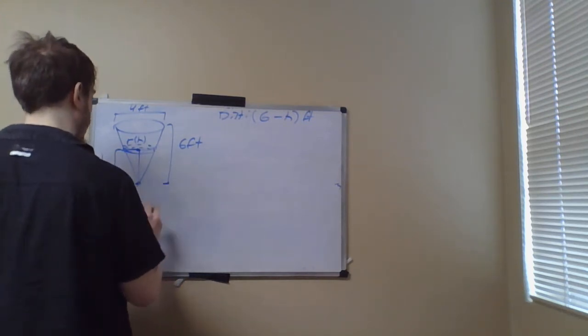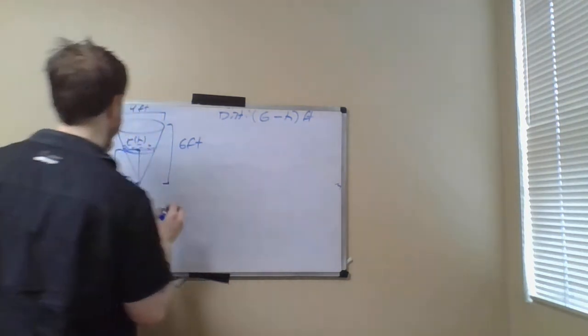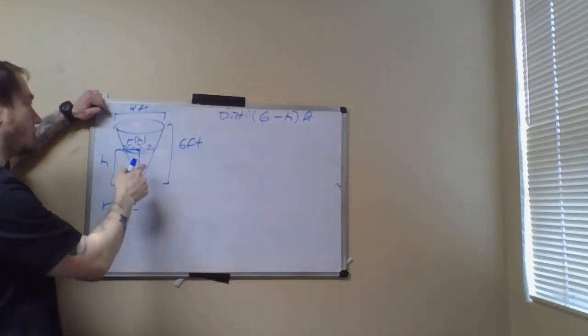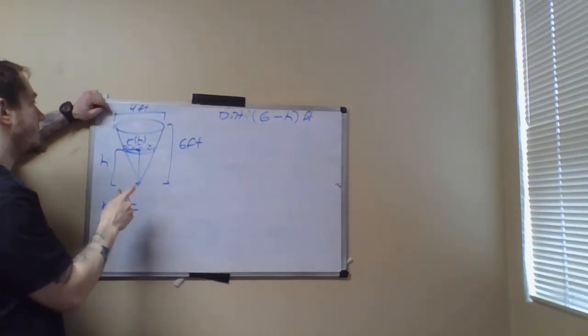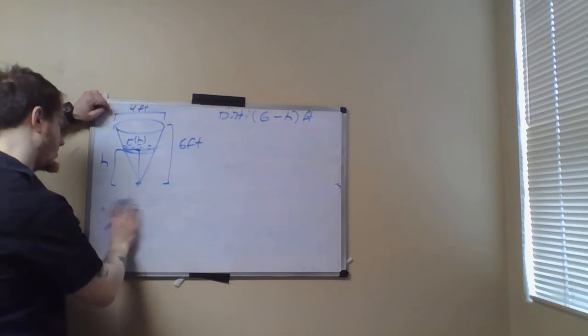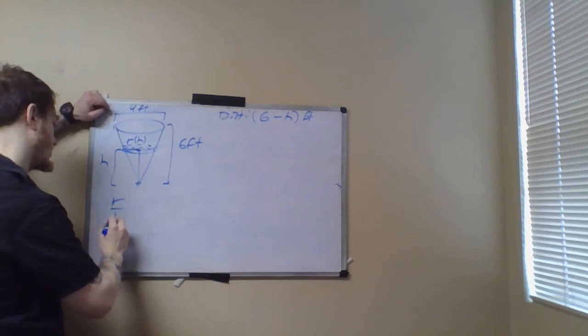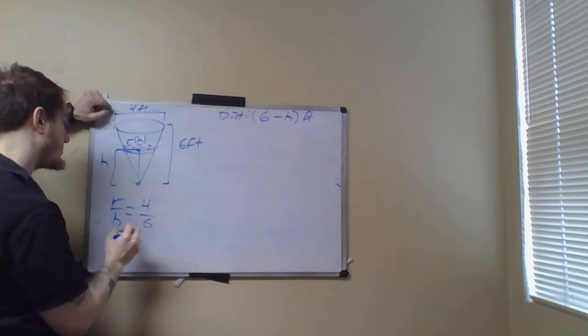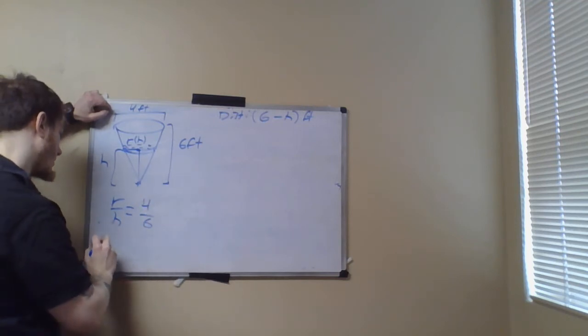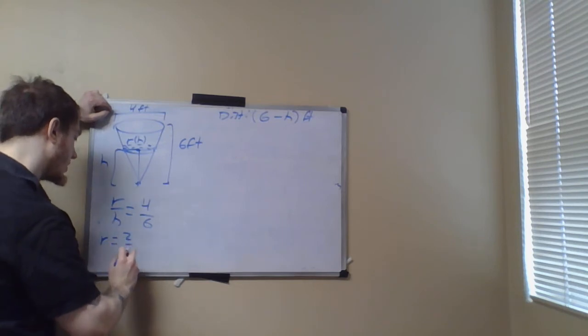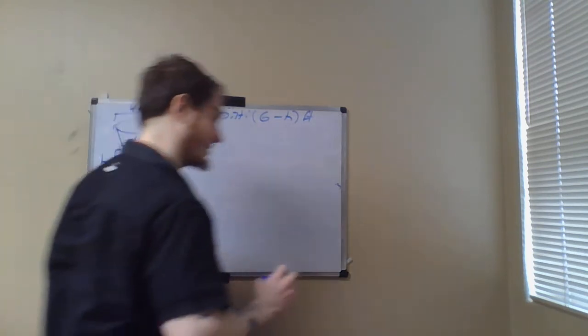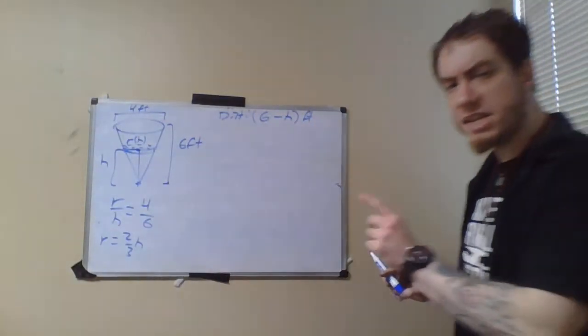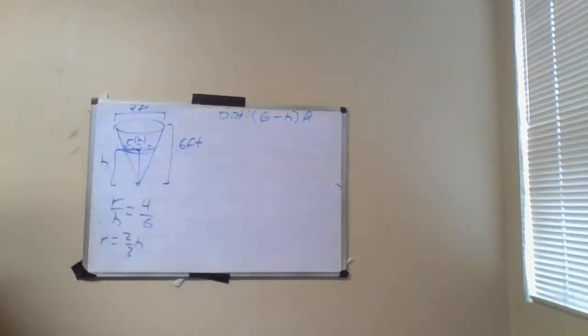Well, R of h is going to be equal to, see, these have got equal ratios. So what we know is that R divided by h should be equal to 4 divided by 6. And that means that the radius is going to equal 2/3 of the height. Once again, I am using similar triangles here to do this.